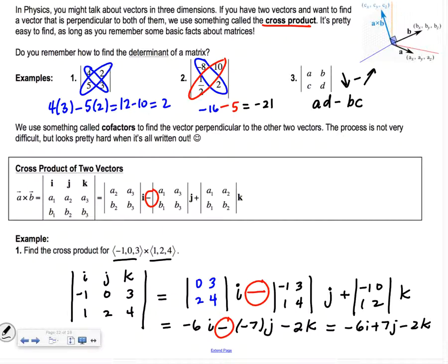So if you don't like that form of the vector, what is it? It's negative 6 comma 7 comma negative 2. Same thing. That is the vector that's perpendicular to both of those. Make sense? Think you can handle that? It's not very hard. I think you got it.